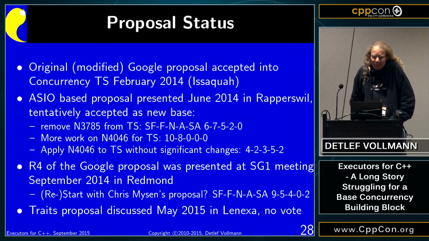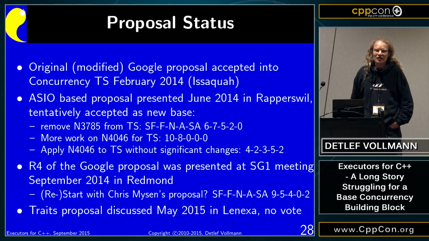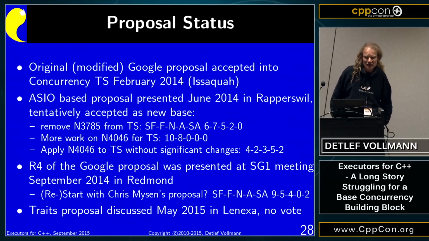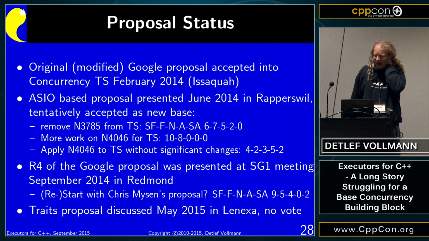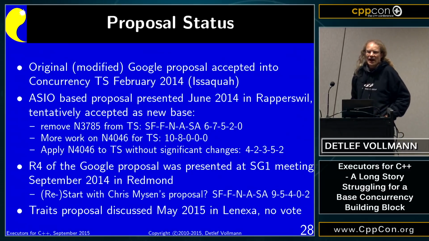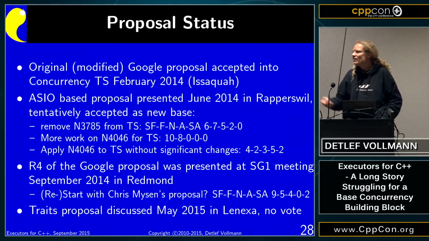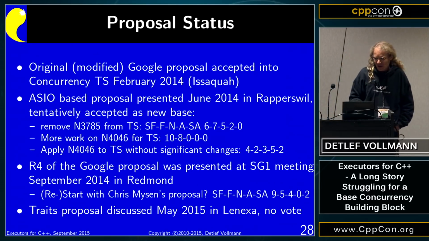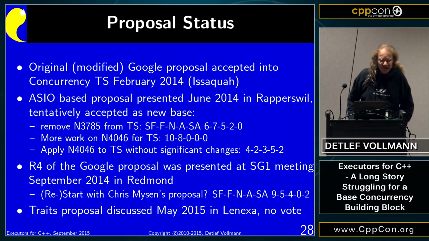So SG1 decided to have an additional meeting between the Rapperswil meeting and the Urbana-Champaign meeting in October or November last year. So they met in 2014 over in Redmond. And there Chris Mason came with his new version of the Google proposal. And well, there were a lot of Microsoft people there. There were a lot of Google people there at that meeting, and they were all in favor of that proposal. So when they asked the question, okay, should we actually restart with this proposal?